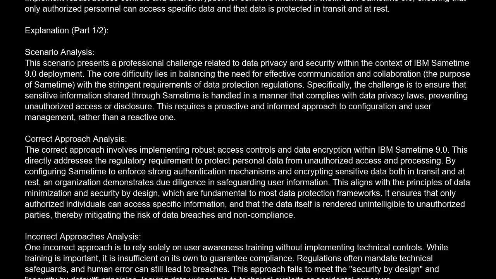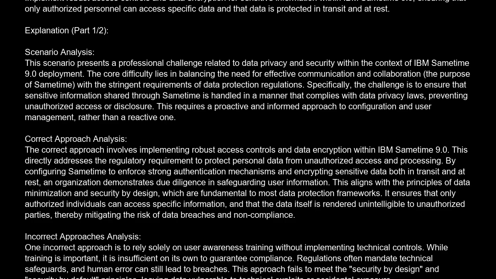This directly addresses the regulatory requirement to protect personal data from unauthorized access and processing. By configuring Sametime to enforce strong authentication mechanisms and encrypting sensitive data both in transit and at rest, an organization demonstrates due diligence in safeguarding user information. This aligns with the principles of data minimization and security by design, which are fundamental to most data protection frameworks. It ensures that only authorized individuals can access specific information, and that the data itself is rendered unintelligible to unauthorized parties, thereby mitigating the risk of data breaches and noncompliance.